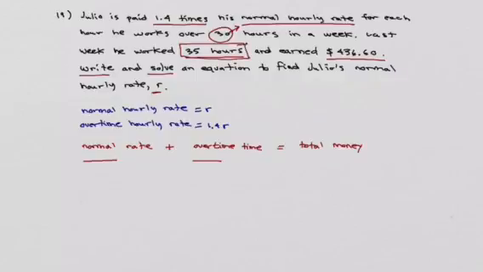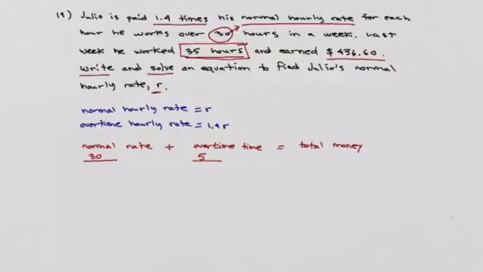Okay, so again, his normal rate, the first 30 hours of that 35 hours is done at his normal rate, so we can put in a 30 there. His overtime rate he works for, right? If it's a total of 35 hours, the other 5 hours is done at his overtime rate.